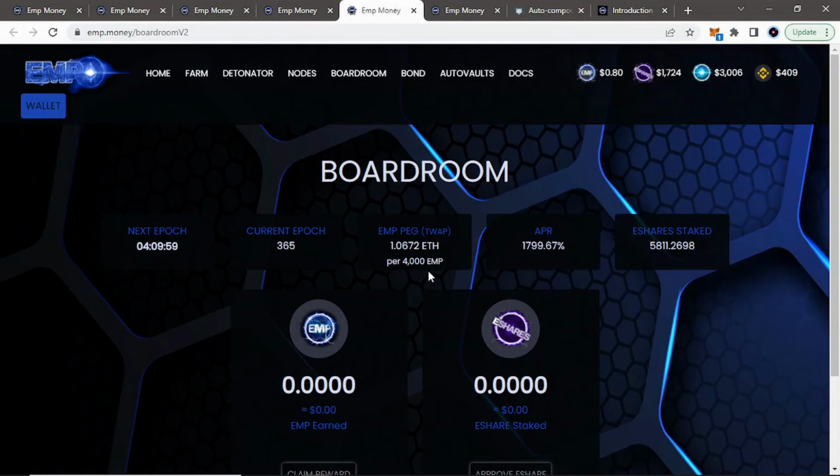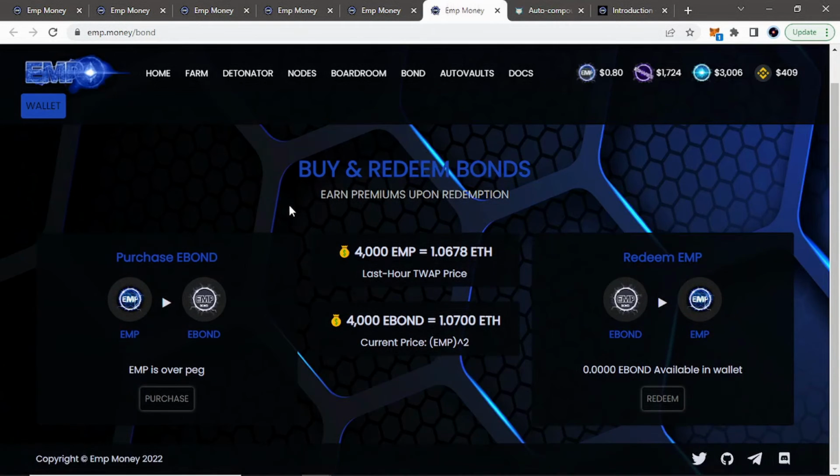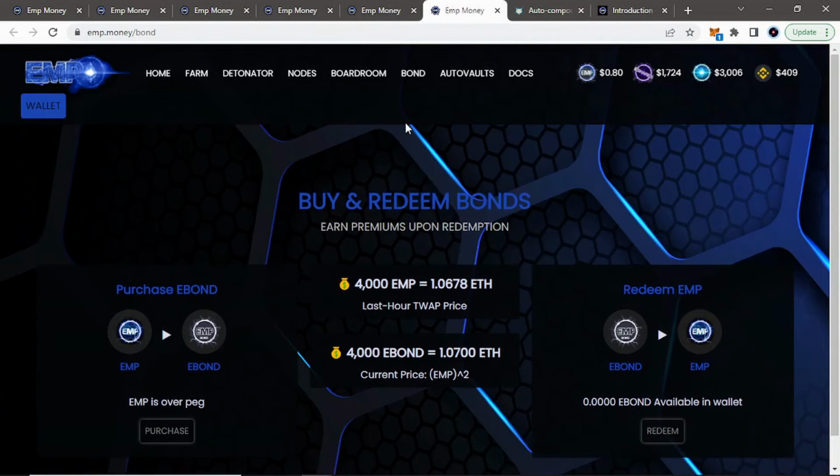But keep in mind again, if the project does fall under peg, the boardroom will stop until it goes back over peg. So go into bond, and what bonds are is that if the project is over peg or under peg, I believe. We'll get into the white paper, I'll clarify it. You can purchase bonds, and then when it corrects itself, you can sell those bonds.